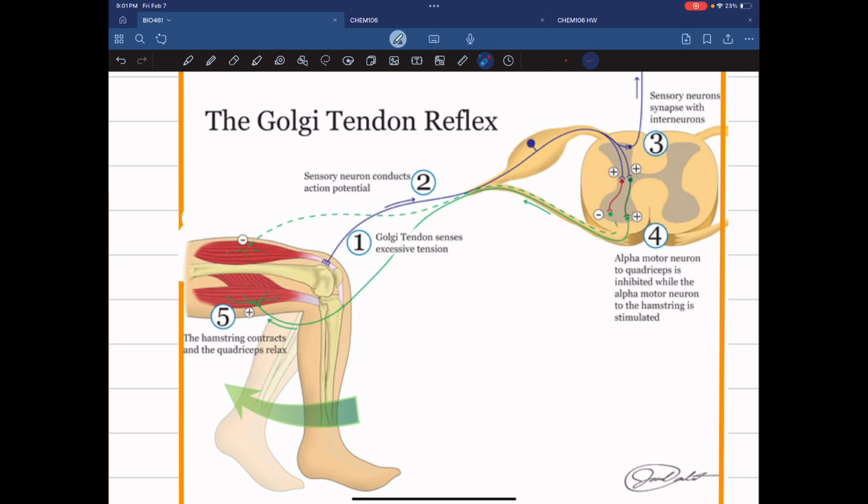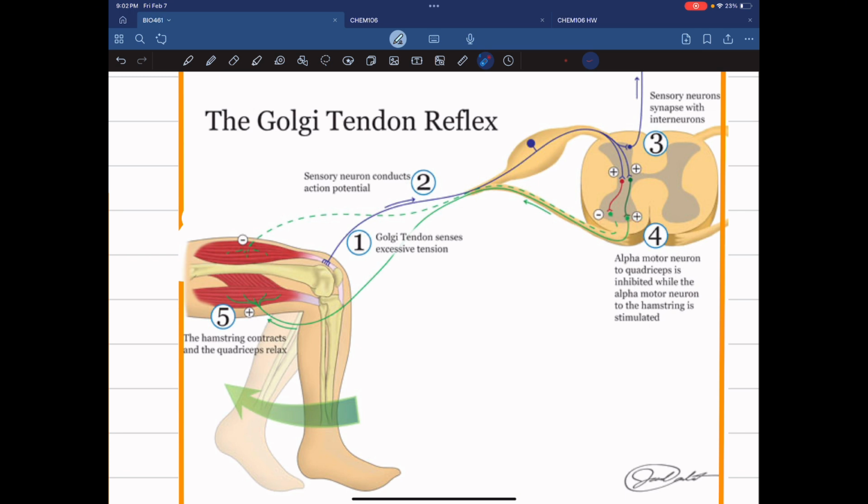So our Golgi tendon reflex here is going to sense tension. So the stretch reflex sensed stretch, but now there's going to be tension here, and that tension is going to send an action potential all the way back up to our spinal column again. It's going to synapse with interneurons and with alpha motor neurons. And you can see here that wherever it sensed tension, it's going to have an IPSP and an EPSP.